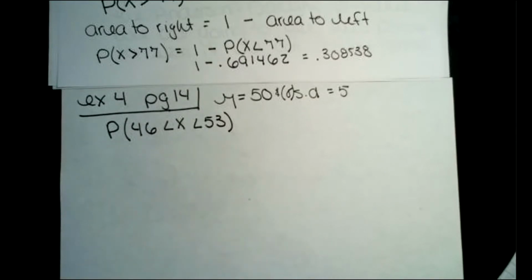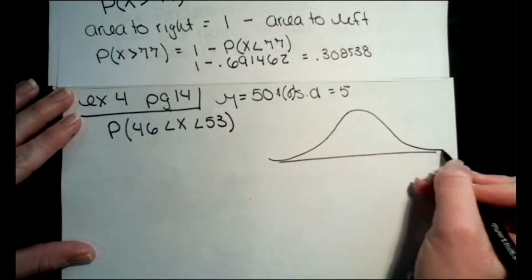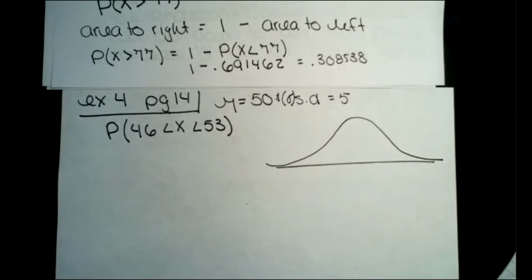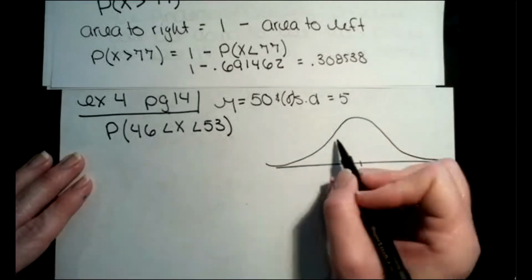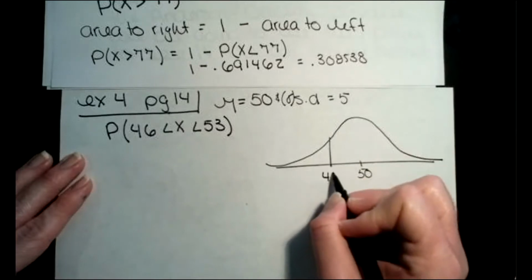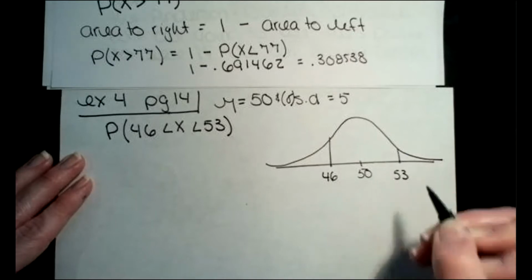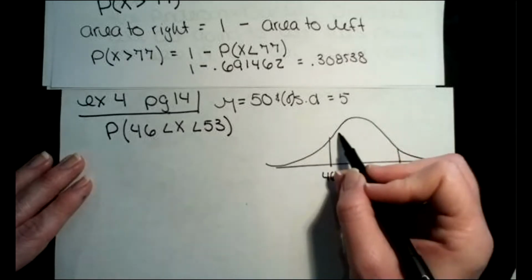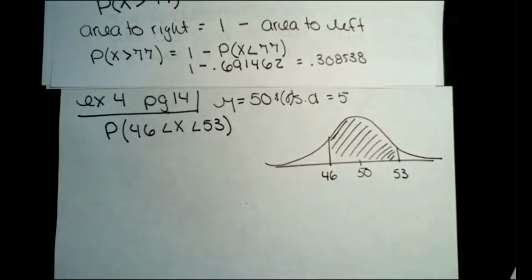If you've taken a stats class with me before, I draw everything out. I need to see this visually. I don't really need to, but I like to, because I just think it's so helpful. So my center here is 50 and I'm looking at 46. I don't know how far it is. It's probably further than that, and that's okay. And 53. It just gives me an idea of what we're looking at, and we're trying to find the area in between. So that shaded area, that's what we're trying to find.